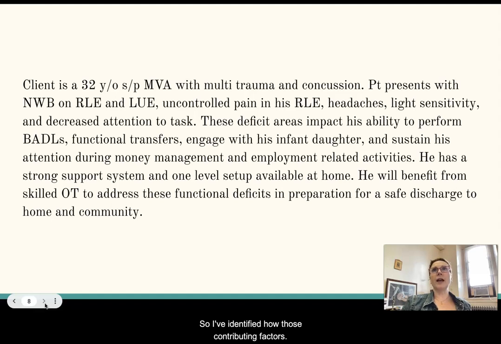So I've identified how those contributing factors impact his performance. He has a strong support system and one level setup available at home. So that is his potential. So he will benefit from skilled OT to address these functional deficits in preparation for a safe discharge to home and community. So I've identified the contributing factors, their impact, and his potential.